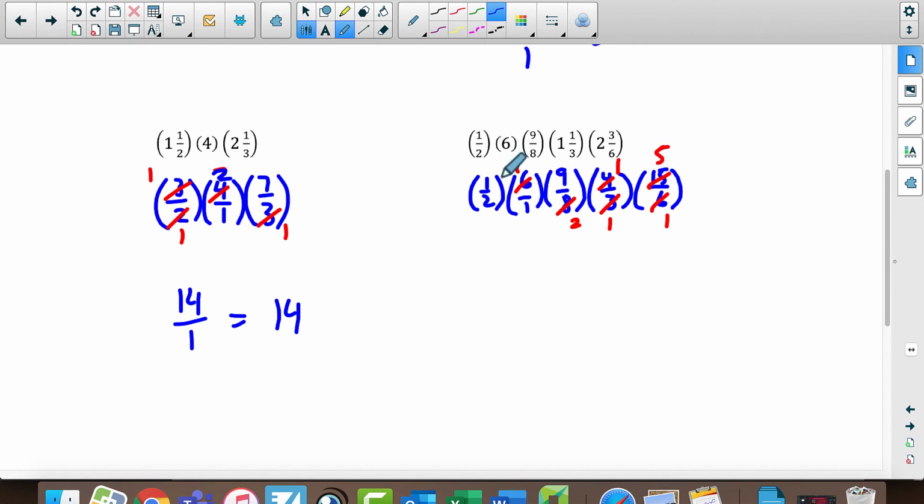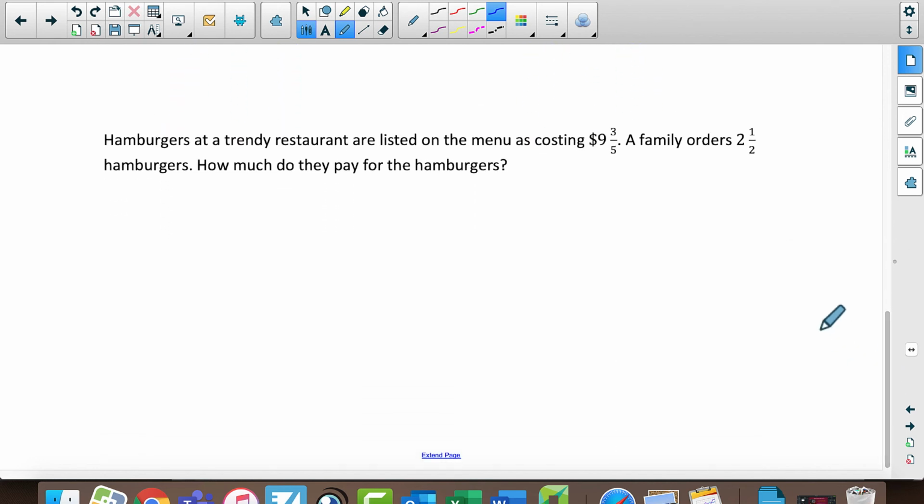So what are we left with? 1 times 1 times 9 times 1 times 5. So it's basically 9 times 5 is 45. And on the bottom, 2 times 1 times 2 times 1 times 1. Basically 2 times 2 is 4. That's a good answer. Or how many times does 4 go into 45? 11 times. That gives you up to 44. You still have 1 left over. And there you go.